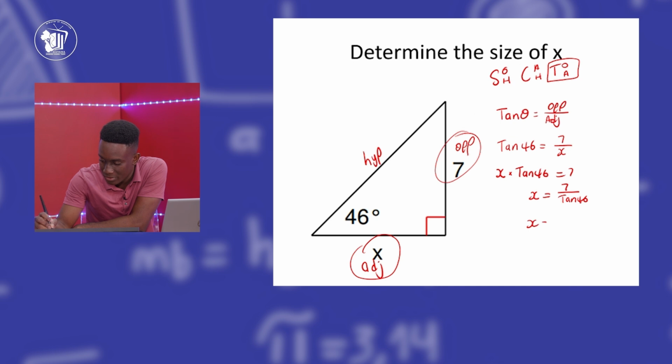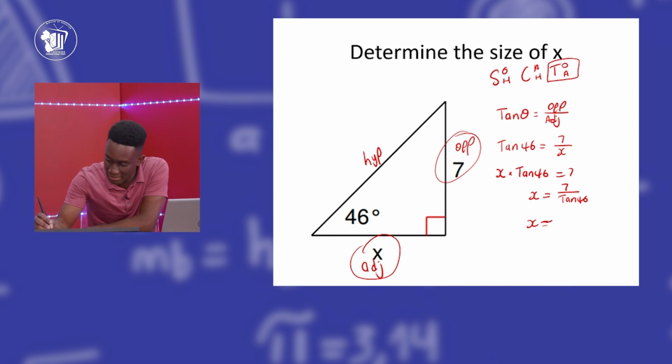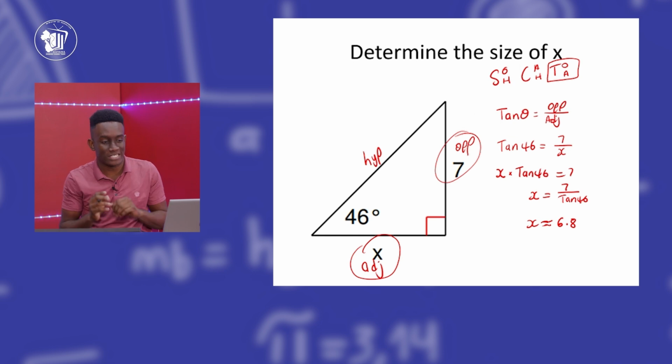And x will therefore be equal to, when we punch it in our calculator, 7 divided by tan 46, which will give us approximately 6.8. So x is equal to approximately 6.8. So once again, identify the sides, select the ratio that we want to use, and then we work it out.